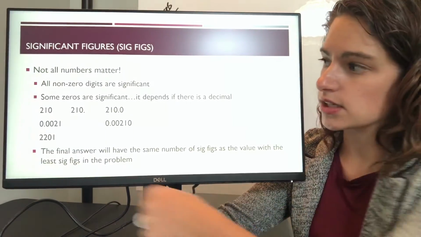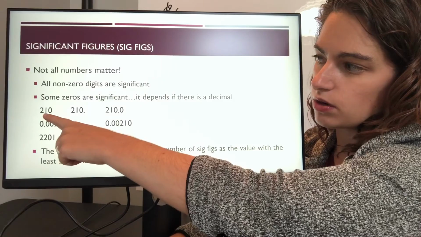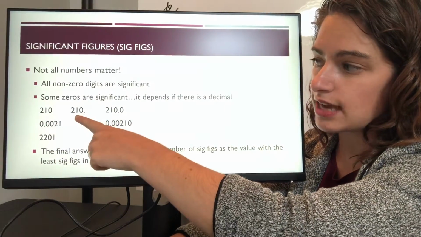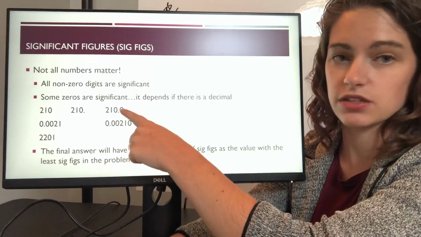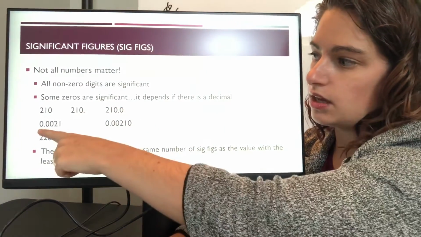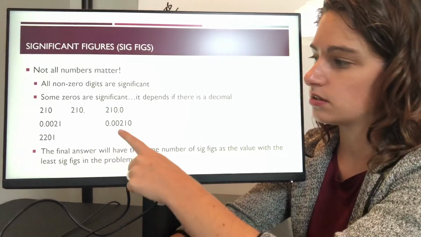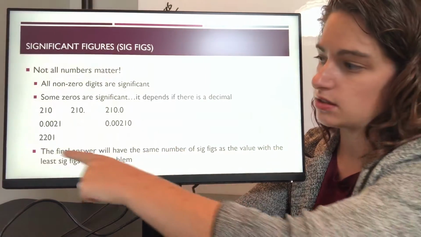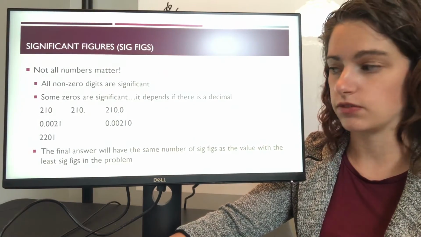So if we go back and look at these just so that you have them for your reference, this first number, 210, has 2 significant figures. 210 point has 3 significant figures. 210.0 has 4 significant figures. Down here, 0.0021 has 2 significant figures. 0.00210 has 3 significant figures. And then our last one, 2201, has 4 significant figures.